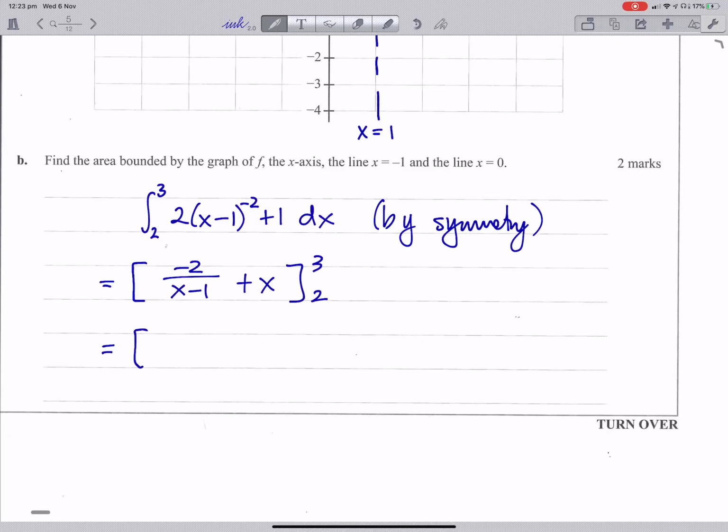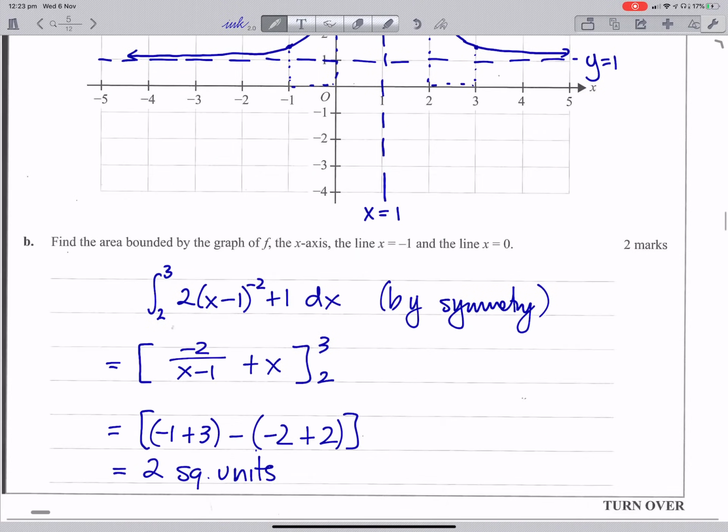Okay, so what do we get? We get negative 1, because if we put 3 into that, we're going to get negative 1, plus 3, minus, we're going to get negative 2, plus 2, which is 2 square units. Okay, so up to, that's 5 marks.